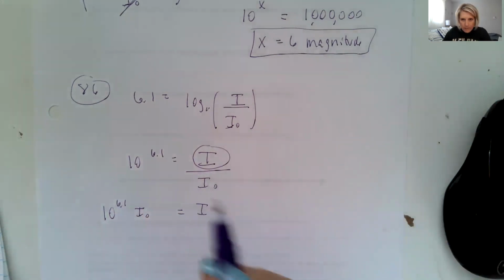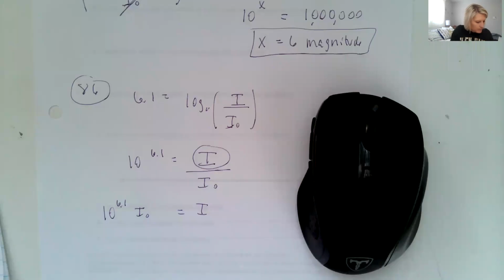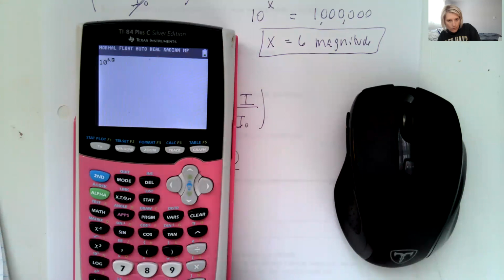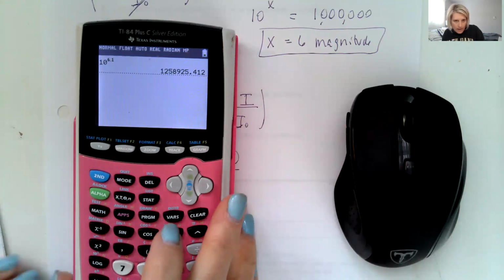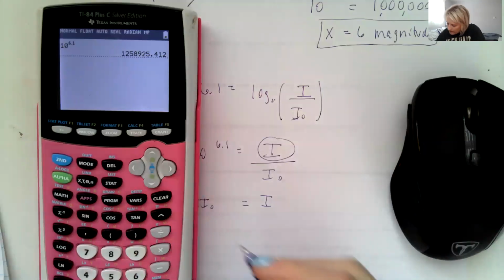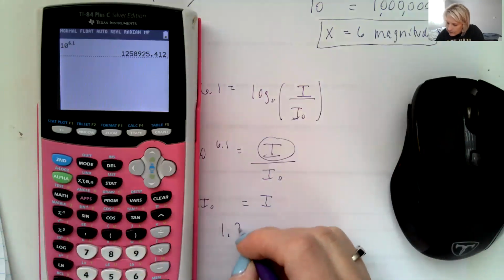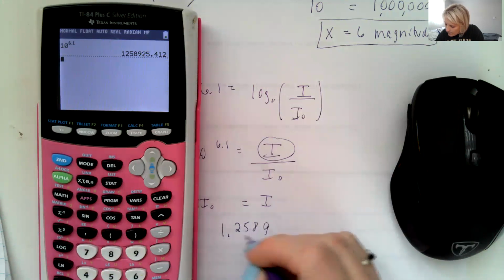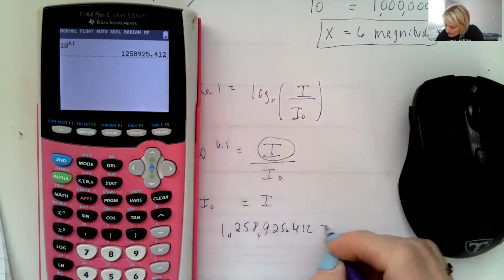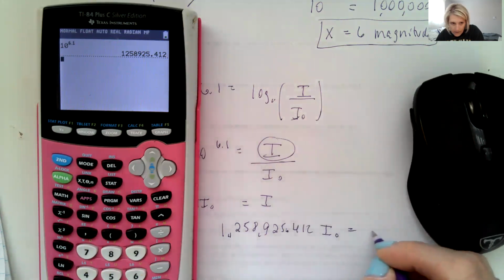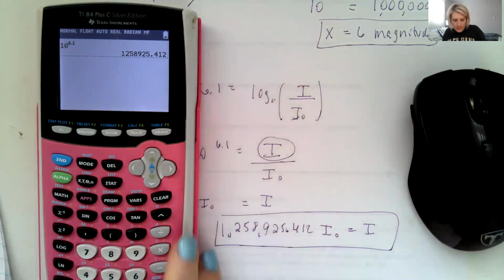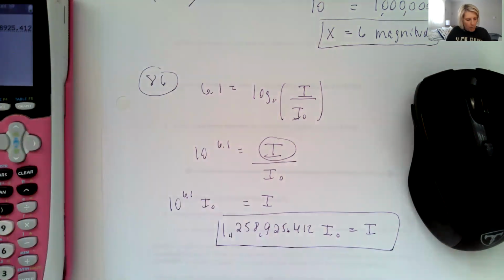And 10 to the 6.1 is going to be a little bit bigger than 1,000,000. So let's just do 10 to the 6.1. And it is, write it, 1,258,925.412 times the initial, the base intensity. Pretty cool.